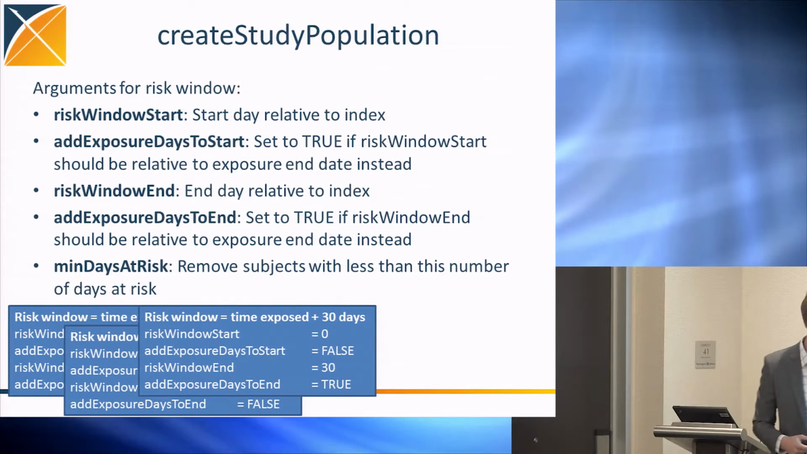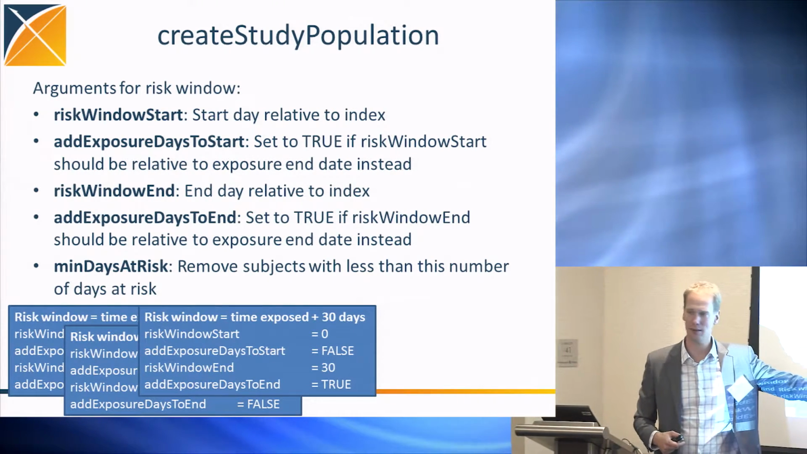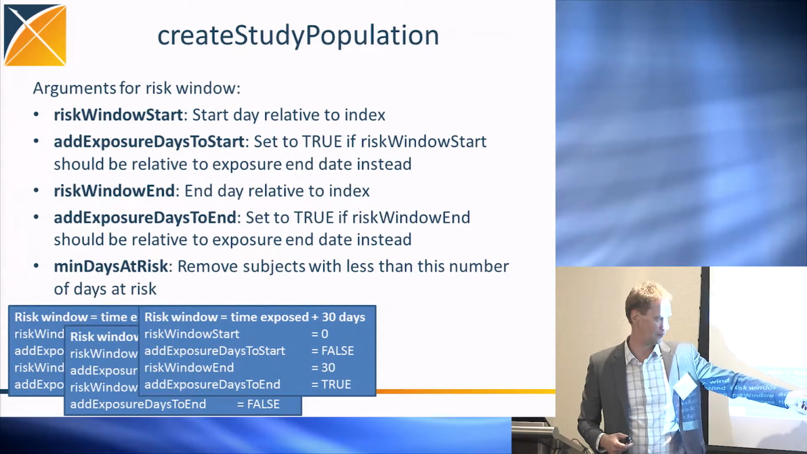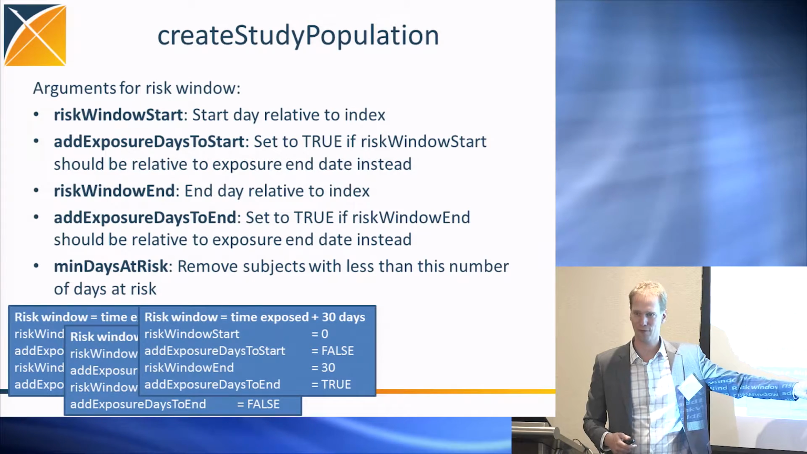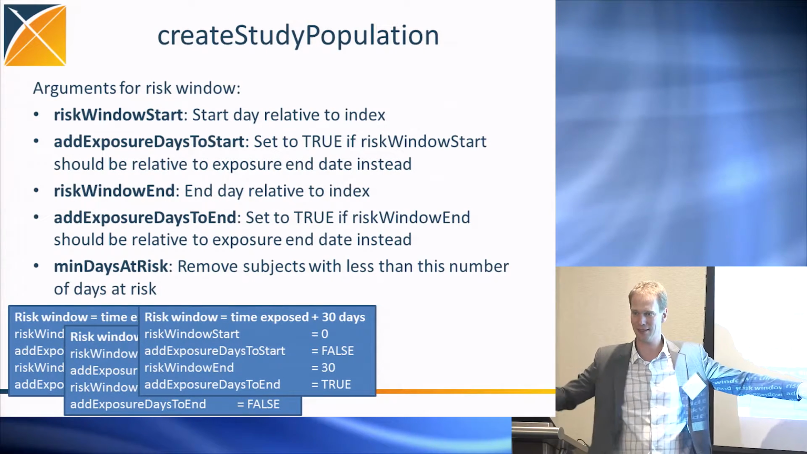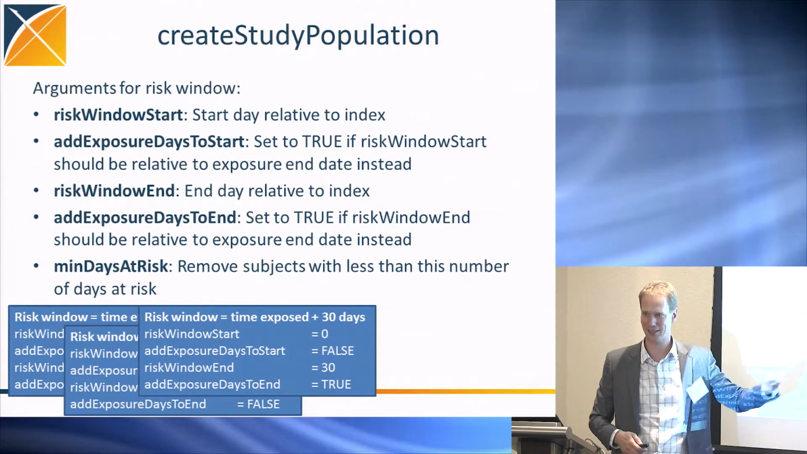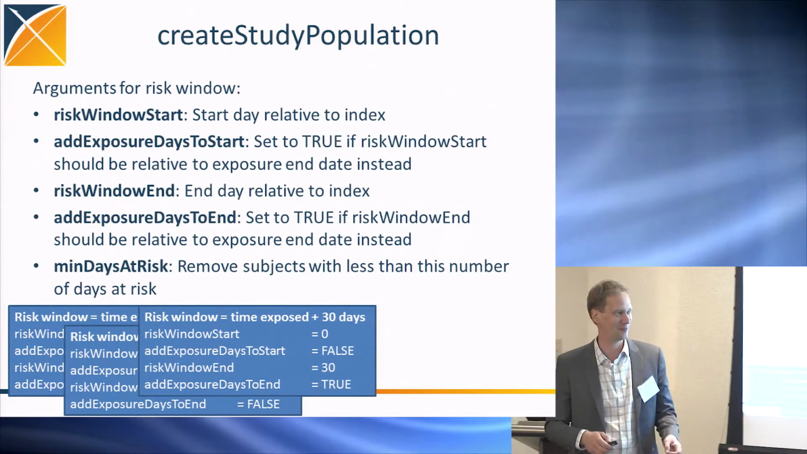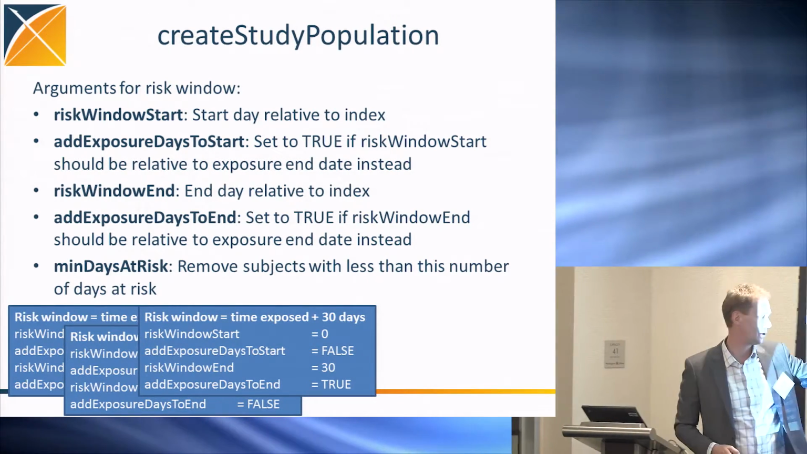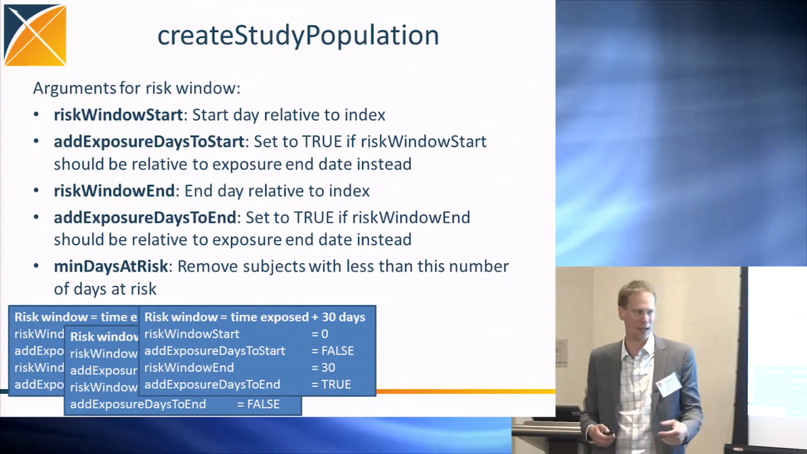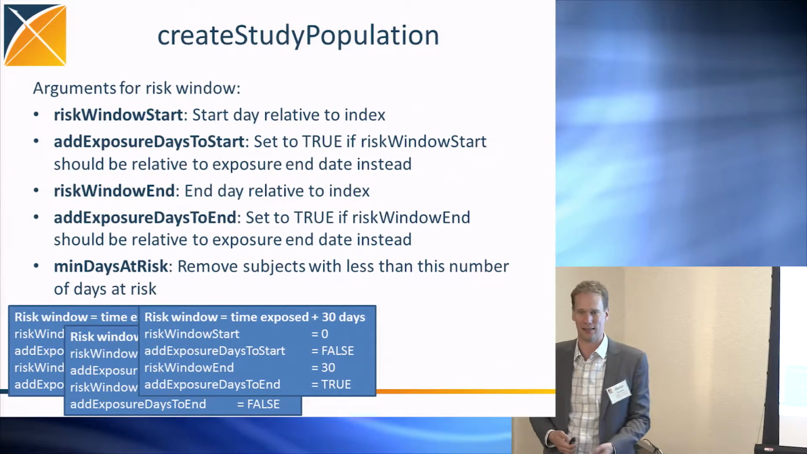So these are offsets, the start and end dates, and this is relative to what is the offset. If this one is true, it's relative to the end date, and if it's false, the start will be relative to the cohort start date. Next time I will have a graph which will help. And you never really use add exposure days to start. I just had one particular example where I needed it, and that's why I added it.